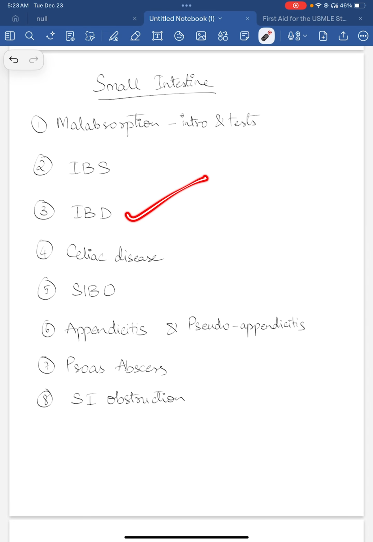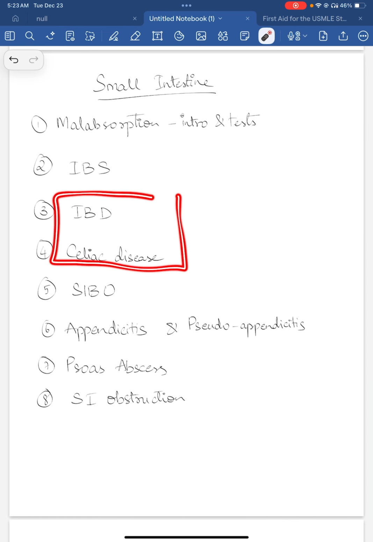We completed our discussion with inflammatory bowel disease. Now let's go towards celiac disease, one of the most important diseases of the small intestine. These are the most important diseases of the small intestine that you have to be thorough with.